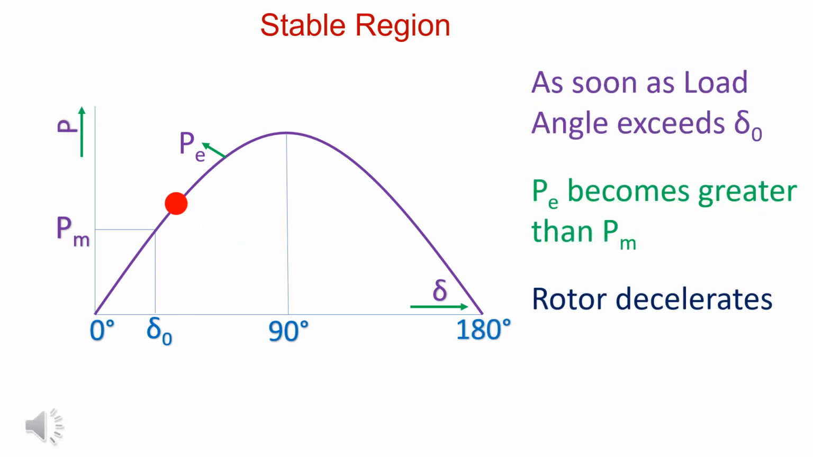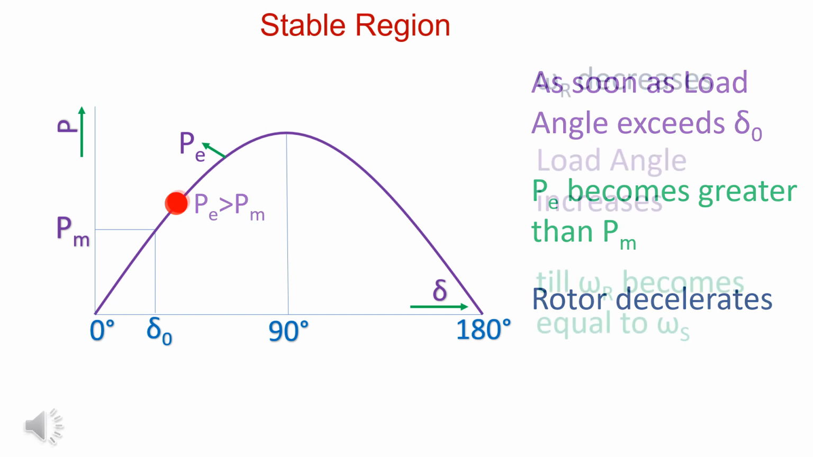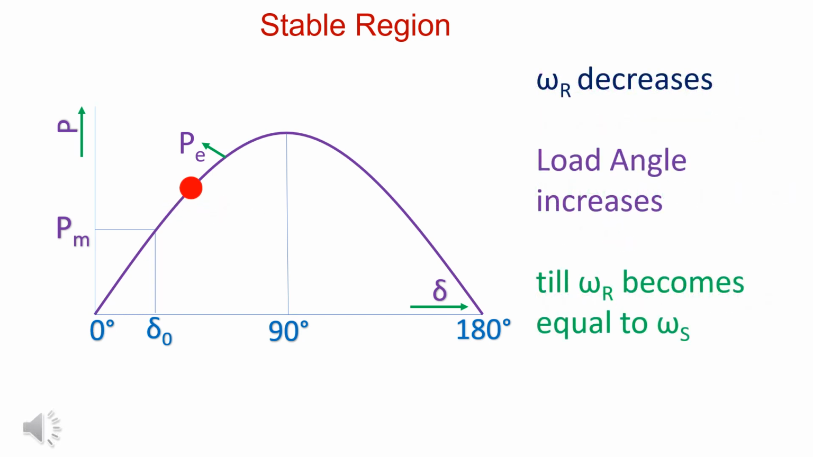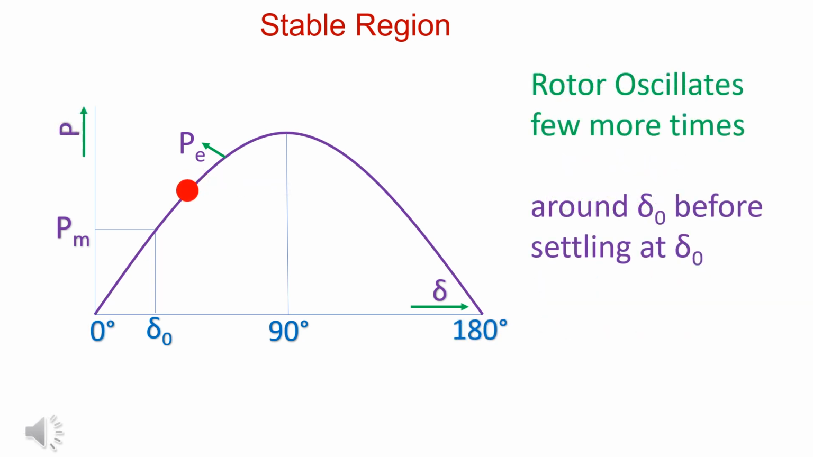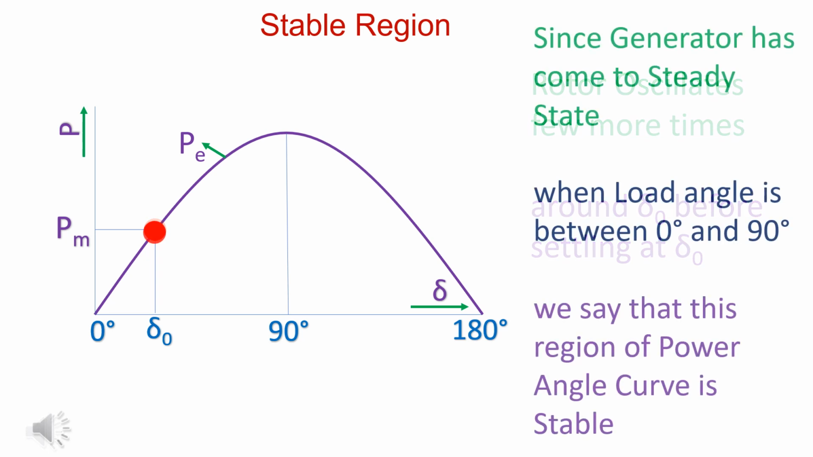As the load angle becomes more than delta naught, Pe becomes more than Pm. Rotor decelerates. Omega r decreases till omega r becomes equal to omega s. Rotor oscillates a few more times and settles at delta naught. Since the generator has come to steady state after disturbance, when the load angle is between 0 and 90 degree, this region is stable.